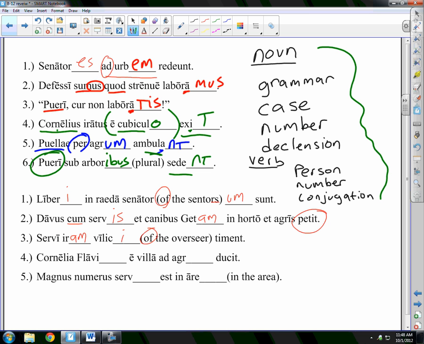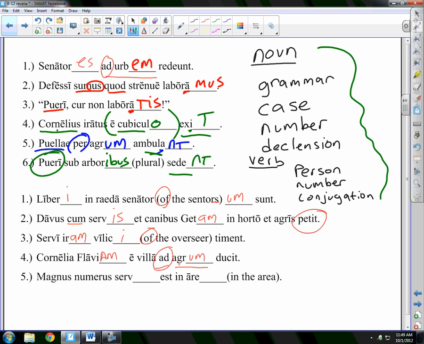Cornelia leads Flavia. Flavia is a noun. It's being used as a direct object. It is singular, part of the first declension. I use AM. Ad takes the accusative. Agrum is being used as an object of preposition. Because ad takes the accusative, it's going to be accusative. Is it singular or plural? I'm going to say that they're going to walk through one field. You could use two fields, so if you put OS, it's fine. I'm just choosing UM because I've determined that it's part of the second declension.